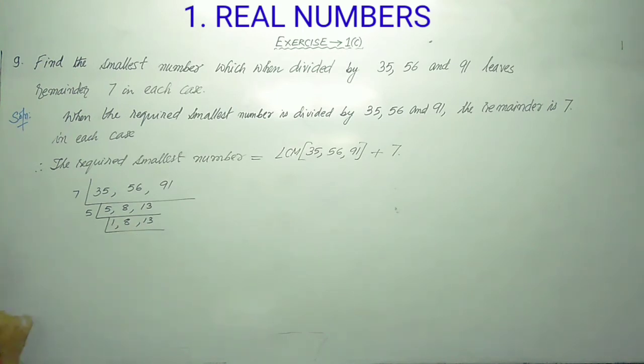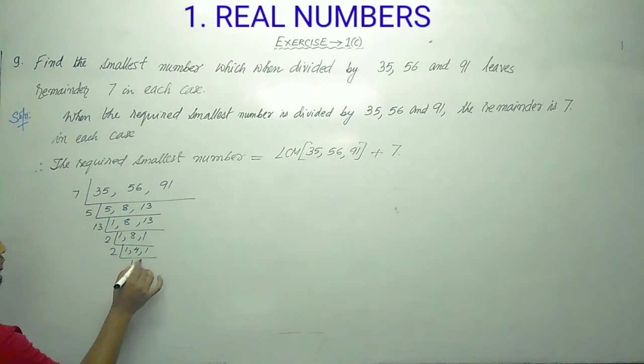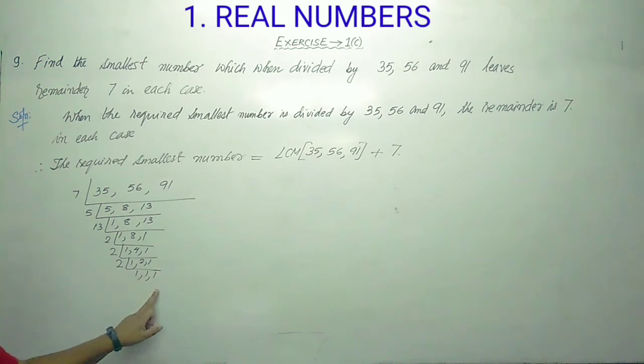13. And let us do it with 13: 13 1s are 13. Let us do it with 2: 2 4s are 8, 2 2s are 4, 2 1s are 2. We continue until we get 1, 1, 1 here. So therefore, what is the LCM?